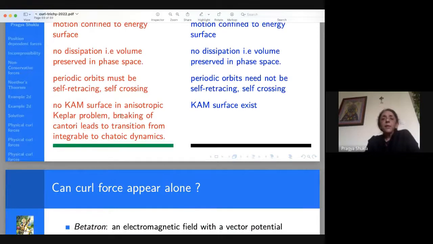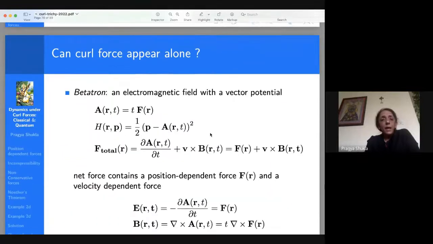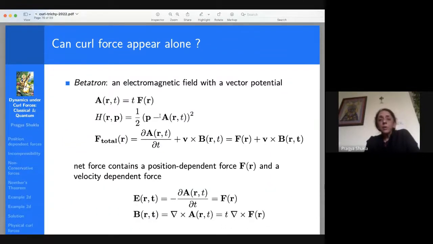No KAM surface in an anisotropic Kepler problem. People have already seen breaking of Cantori lead to transition from integrable to chaotic dynamics. In this case, KAM surface exists. Okay. Then the last one, I think: can curl force appear alone? This is the last slide, I suppose. No, this is not, but I think I will stop.